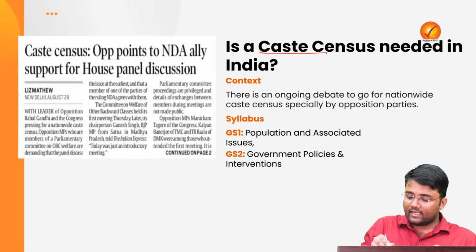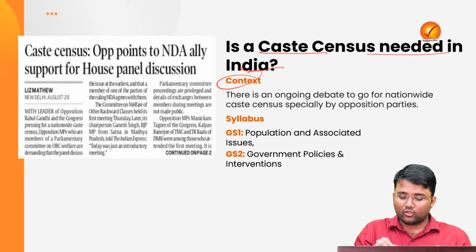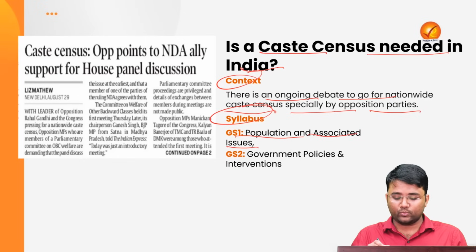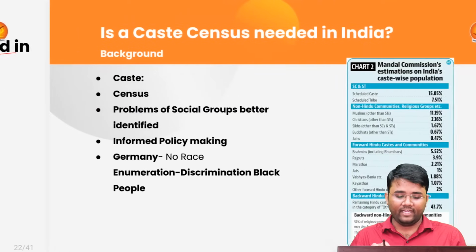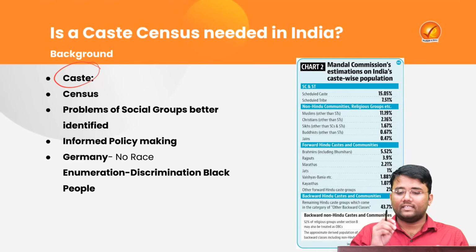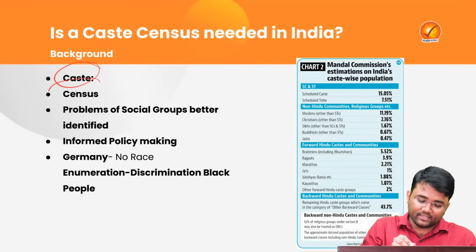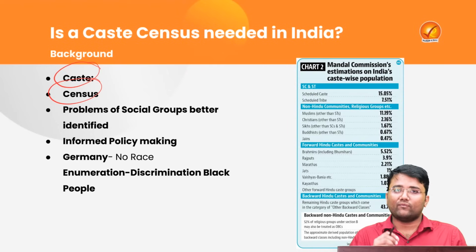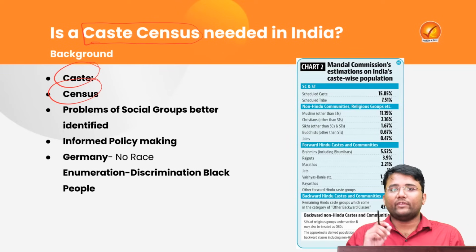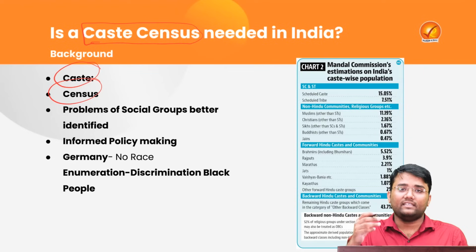Our next topic is: is a caste census needed in India? The context of this topic is that there is an ongoing debate to go for a nationwide caste census, especially by the opposition parties. This particular topic pertains to the syllabus of your GS paper 1, population and associated issues, and the syllabus of your GS paper 2, government policies and interventions. Now, caste is a social hierarchy or social class that is determined by birth, and census is a systematic way of gathering information about the population. When we are talking about the caste census, it is mainly about the systematic way of gathering information about different castes in India.